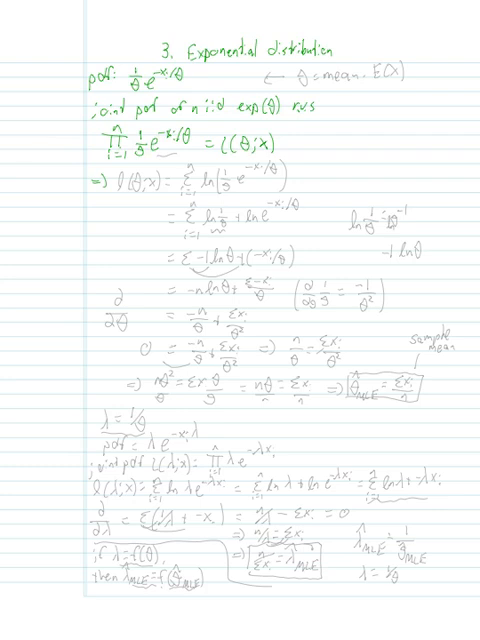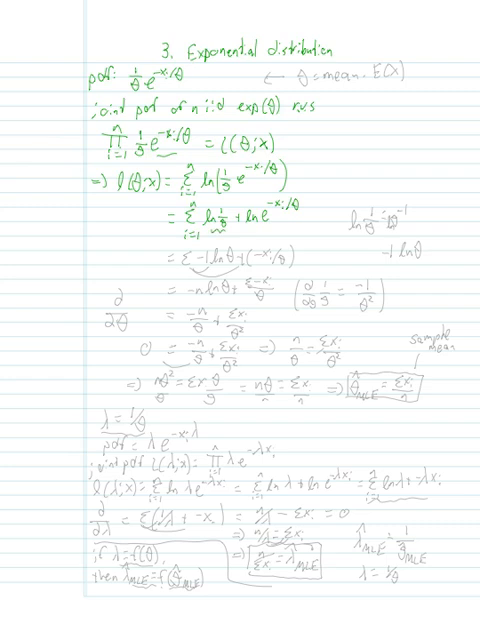So now if you take the log of this, we get the log likelihood function, which is equal to the sum from i equals 1 to n of ln of the PDF, right? Which is equal to the sum from i equals 1 to n of ln of 1 over theta plus ln of e to negative xi over theta.